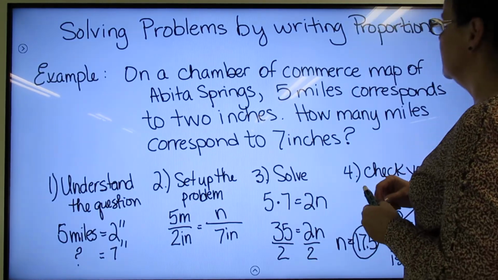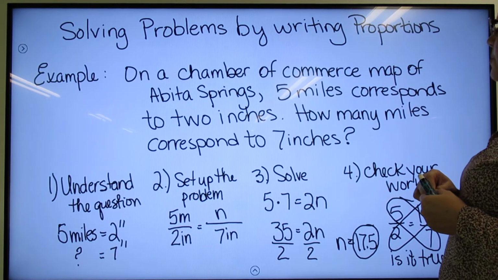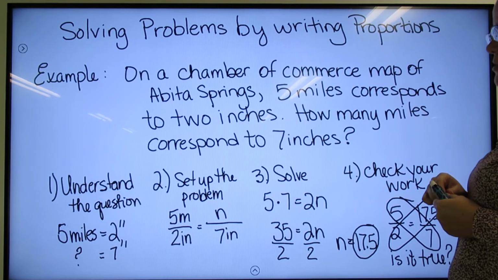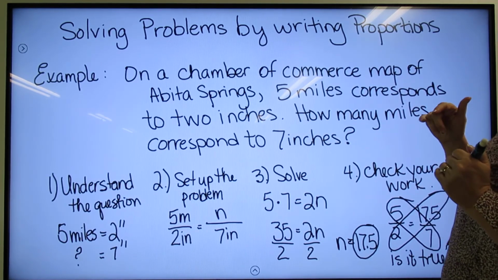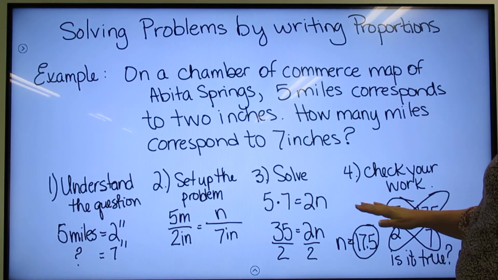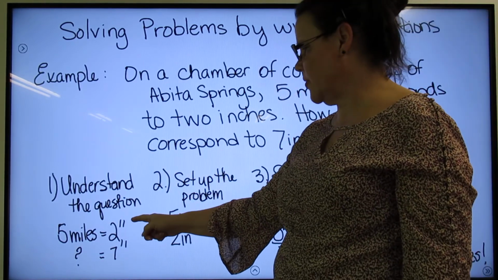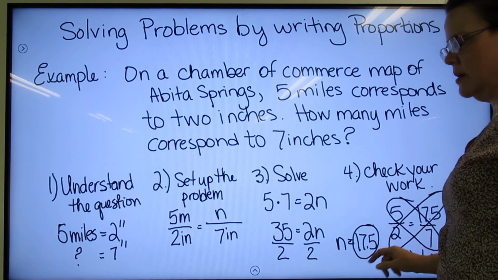Solving problems by writing proportions. On a Chamber of Commerce map of Abita Springs, 5 miles corresponds to 2 inches. How many miles corresponds to 7 inches? A proportion again, right? Miles to inches. This is about understanding how a word problem works: understand the question, set up the problem, solve it, check your work.